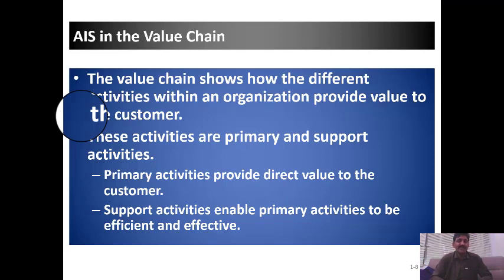AIS in the value chain. Look, value is something that could be exchanged with the customer. For goods, goods are something of value. You understand? If there is value, it means there is an asset. If there is no value, there is no asset, as you understand.